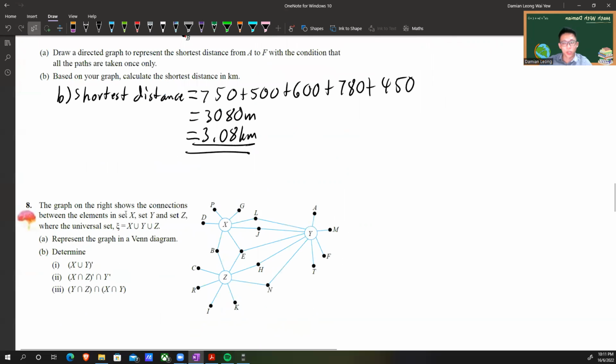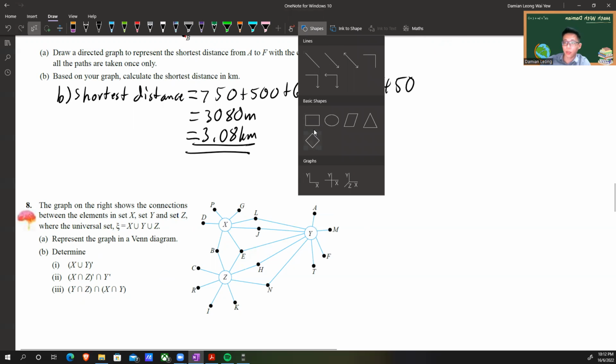Then we look at question 8 here. The graph here shows the connection between the elements in set X, set Y, and set Z, where the universal set is X union Y union Z. Represent the graph in a Venn diagram. So I need to draw this out in Venn diagram form. I need to show what's in set X, set Y, set Z, and what's in the intersections. Those that connect to both X and Y, X and Z, or all three will be in the intersection parts.